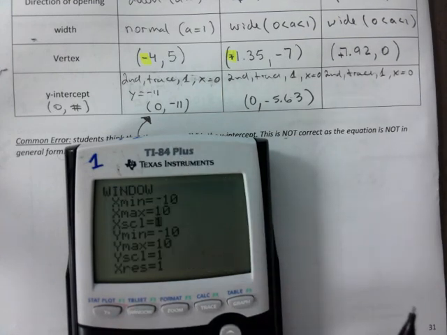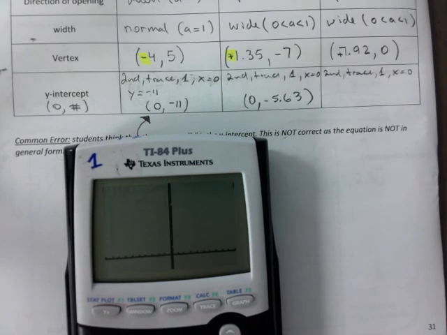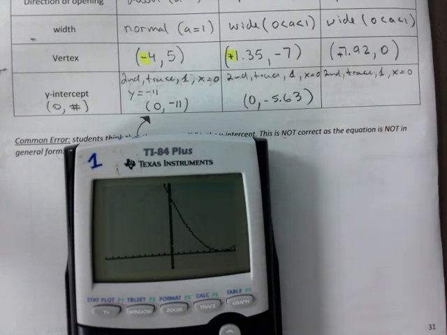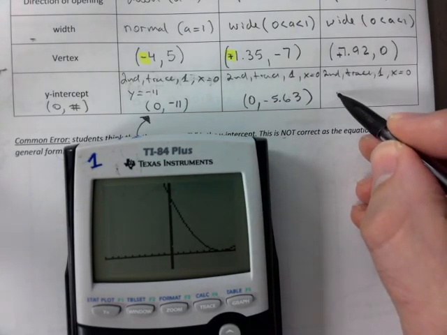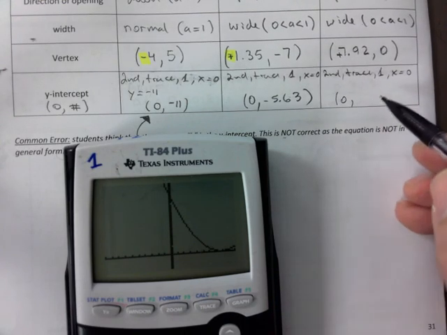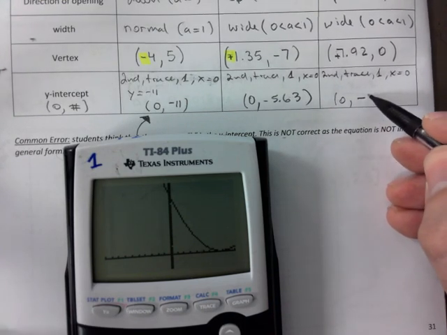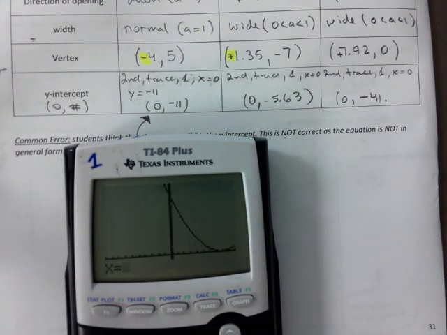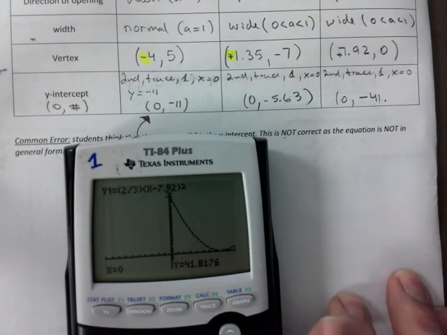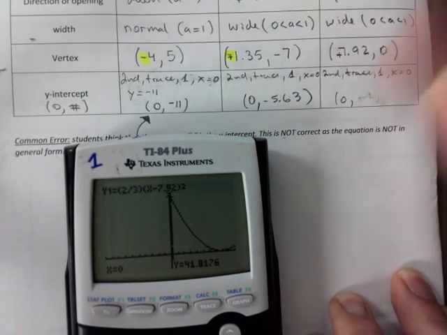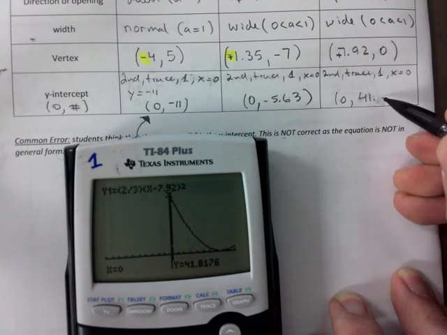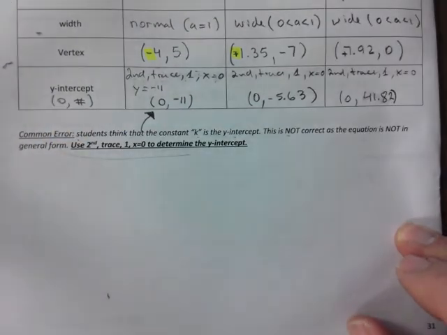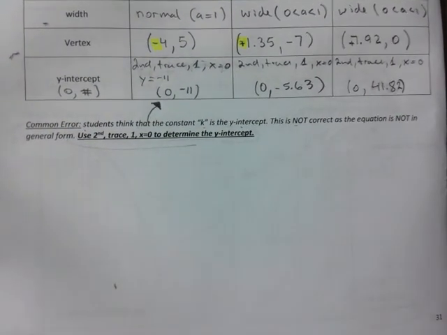So technically, I need to have my y max to 50 or something like that, and then you can actually see it, right? So this would be, I erased it. What is it again? It's not negative, it's positive. 41.82. There you go. So that's how you find it.